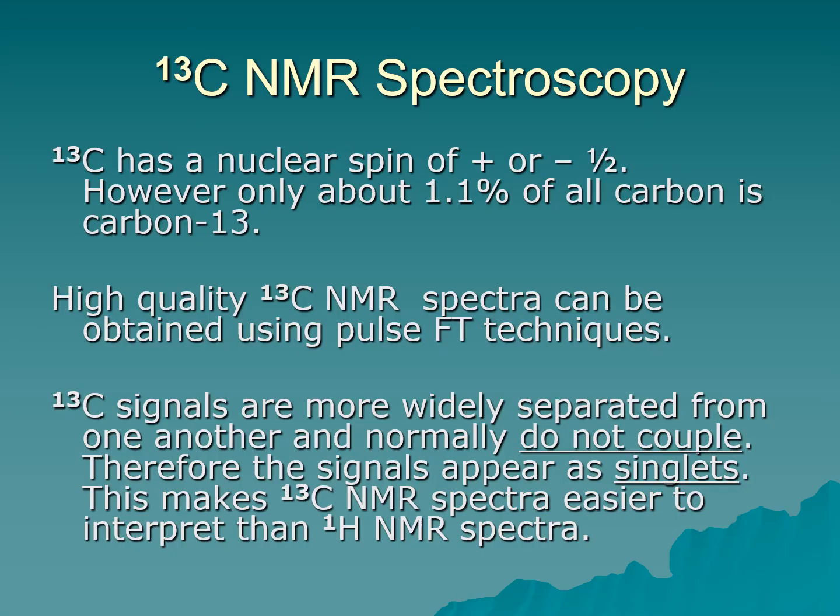Now we're going to talk about carbon NMR. Carbon-13 is one of the nuclei that is affected by the magnetic field. Organic molecules have carbon, and so they're going to have carbon-13. Okay, you can get good quality carbon NMRs using Fourier transform techniques. I'm not going to go into that. But anyway, carbon-13 signals are usually spread out more, and they don't couple. Carbons don't split their carbon neighbors, so they come out as singlets. So carbon-13 NMR is easier to interpret than hydrogen because each peak is a unique carbon.